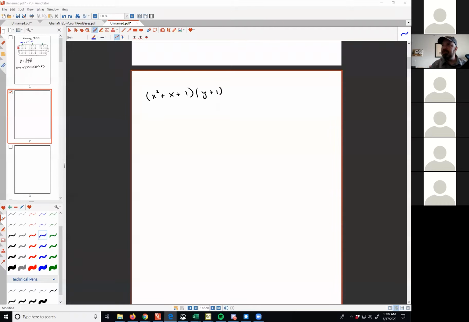So what does the distributive property of multiplication tell us? That your answer is the same no matter how you write it.